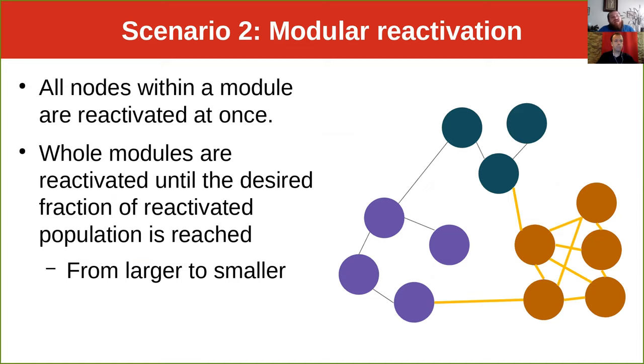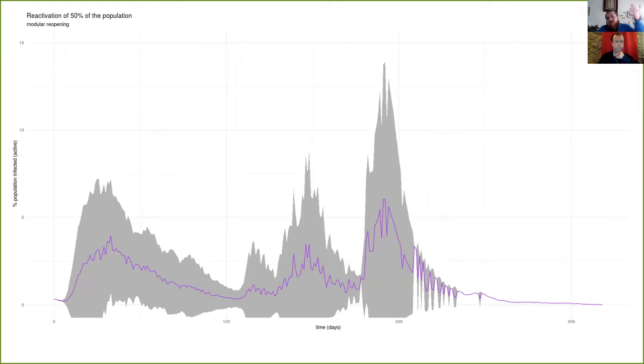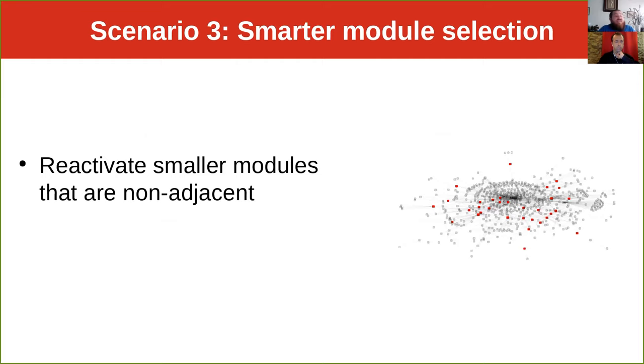Our alternative is that instead of reactivating randomly, we reactivate module by module. So we reactivate whole modules, and what we end up having with this is that the connections within the module are reactivated, and also the inter-module connections are reactivated. By doing this, we can even reach 50% of the population reactivation without going back to these high levels of activity.